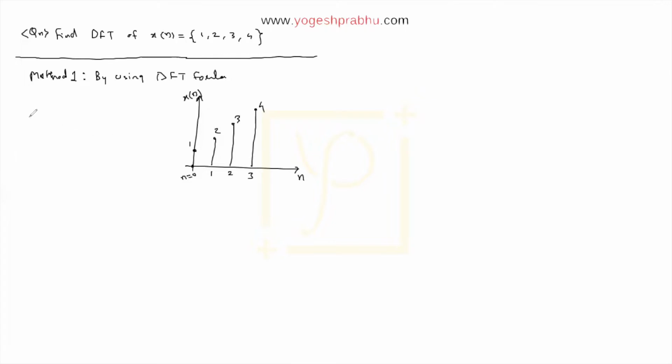Now, see how we write it also. When we say x of n at n equal to 0, we can simply put n as 0 in here. So this will become x of 0. And x of 0 is going to be 1. That's how we write it.